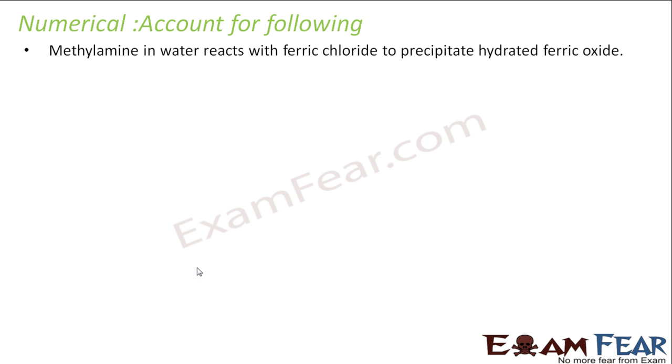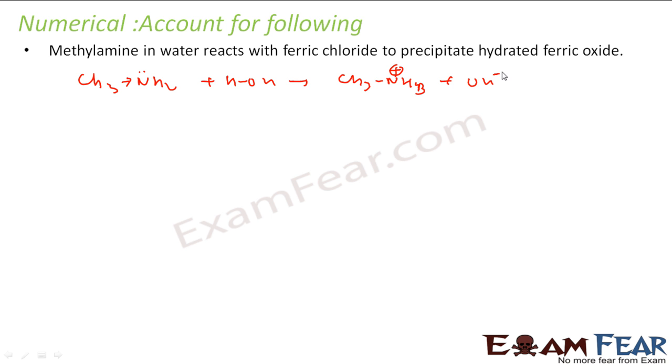The next question is, methylamine in water reacts with ferric chloride to precipitate hydrated ferric oxide. So let's first see what is methylamine. This is my methylamine, CH3NH2, and we know it is pretty basic, right? It is more basic than water. So this will react with water and it will form CH3NH3+ and OH-. Correct? Because this is basic, it will form OH-.